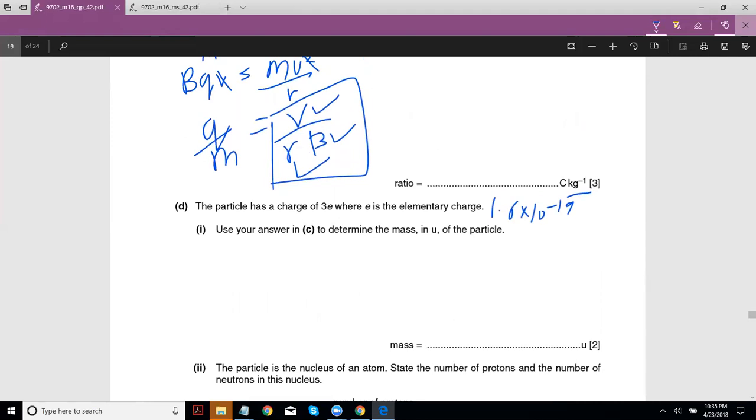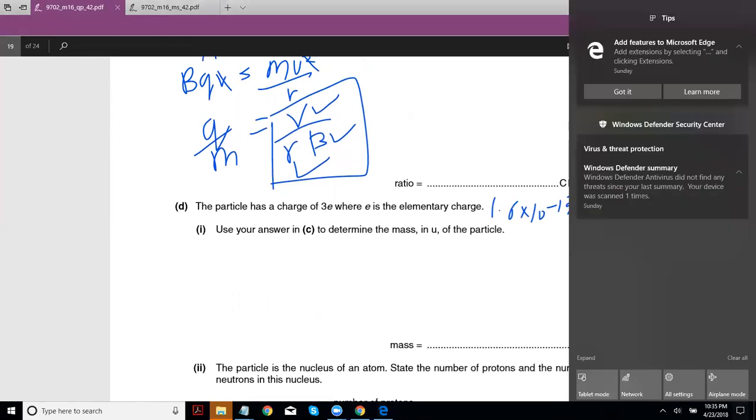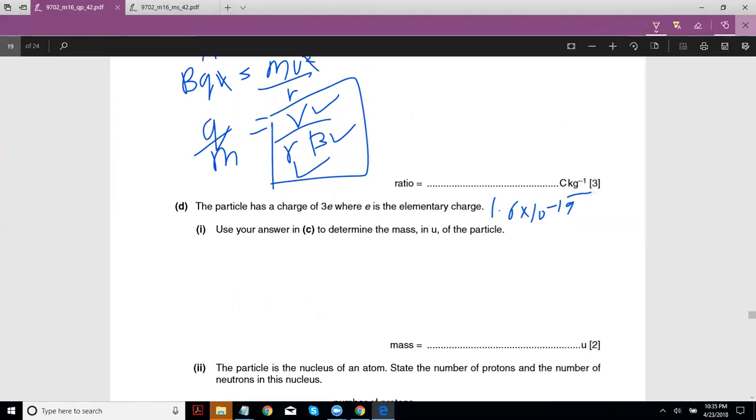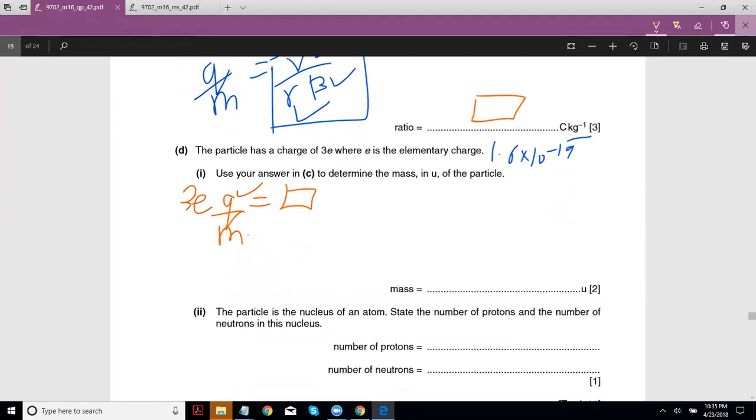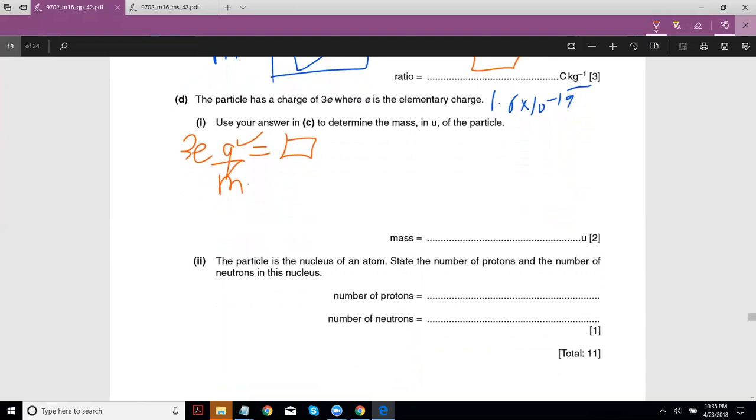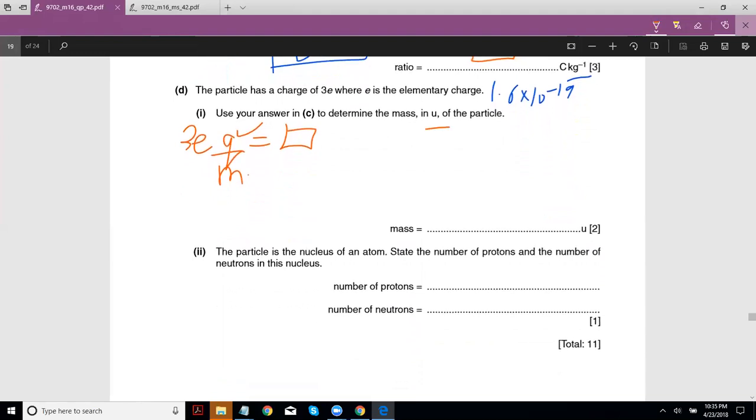So basically, what you're doing, you have Q upon M. You're given Q upon M is a particular value, whatever you calculated here. You just input Q as 3e, and you have to calculate mass. So mass in U.